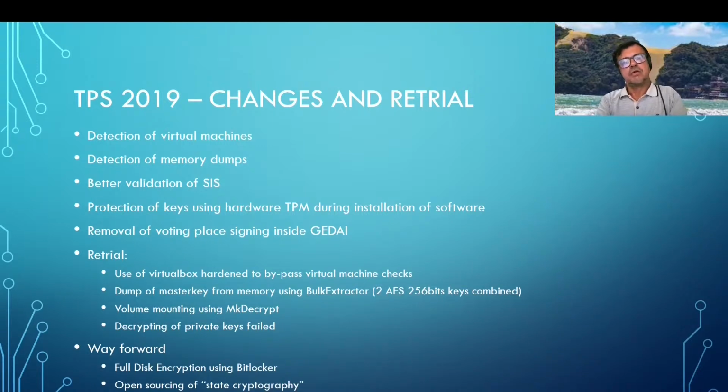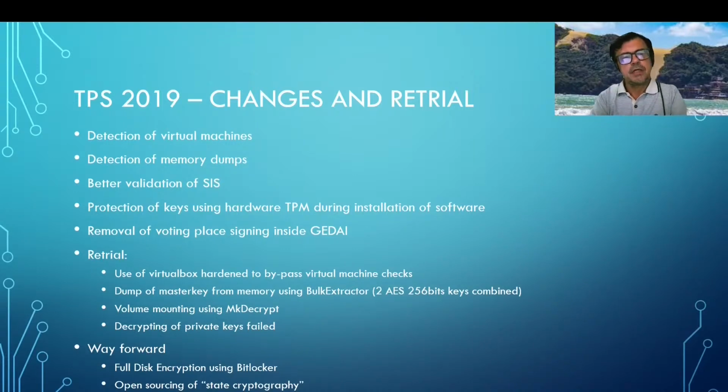However, not all the fixes were effective. Using a virtual hardener, we were able to bypass the new protection and run the system as a virtual machine. We also found, using bulk extractor, the key for mounting the TrueCrypt volume. This was made using MK decrypt. Decrypting the private key failed, as expected, because the TPM was different or absent in VirtualBox.